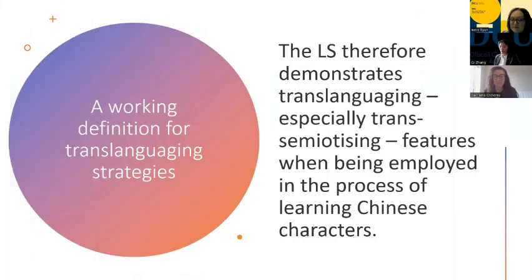So from this paper, we have a working definition for translanguaging strategies. So the LS, the learner strategy, therefore demonstrates translanguaging, especially transsemiotizing features, when being employed in the process of learning Chinese characters. So we can really see the students drawing on their full linguistic repertoire when they are learning Chinese characters, when they're handwriting them in isolation.